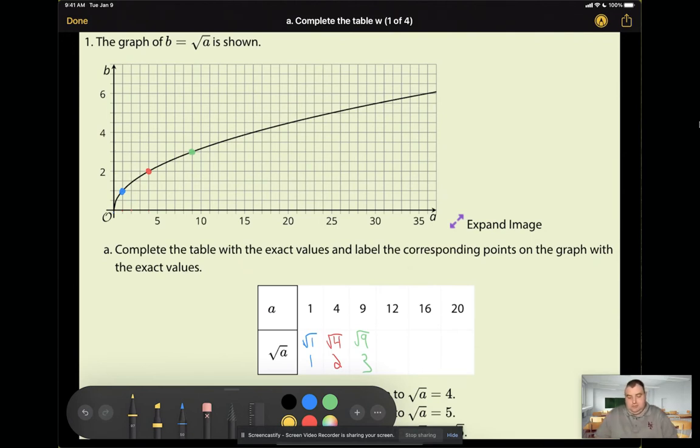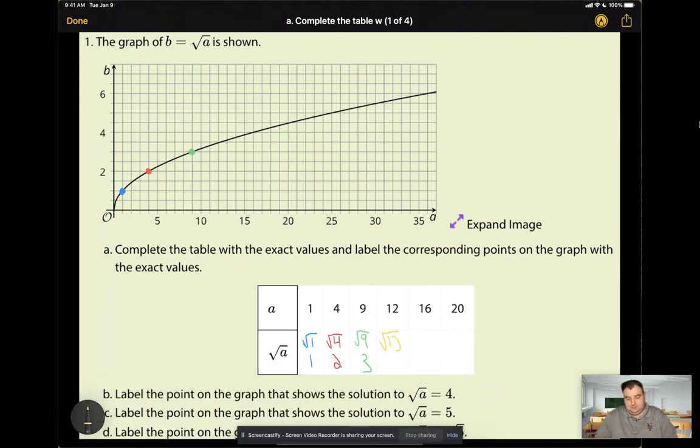The square root of 12. Okay, so when a is equal to 12, I know the square root of 12 has to be between 3 and 4. So 12 is here, and the square root of 12 has to be between 3 and 4. Well, if 3 is here and 4 is here, this is definitely between 3 and 4, so that's going to be this point right here.